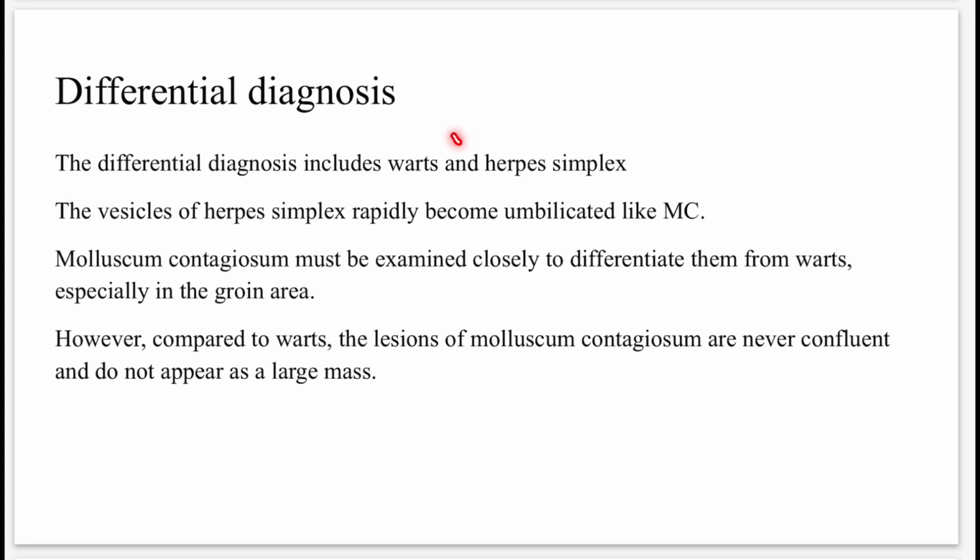And the second one we have is warts. Warts are mainly associated with the HPV virus. These warts may get larger, but molluscum contagiosum papules will never get larger like warts. So this could be the differentiating factor between the two.